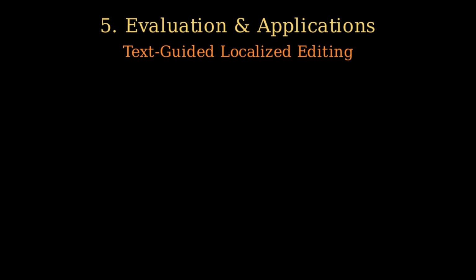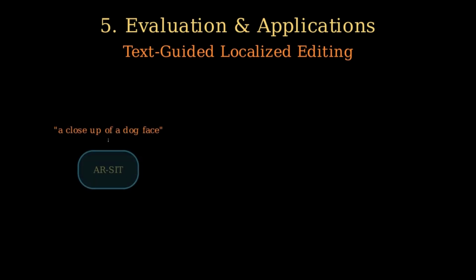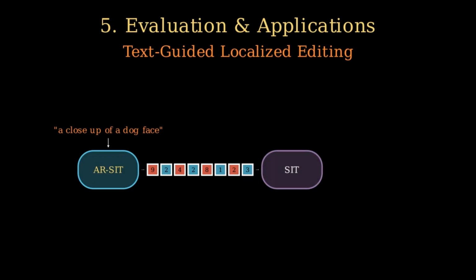Furthermore, the model excels at text-guided localized editing without requiring complex manual masks. For example, with the prompt, a close-up of a dog face, SAT intelligently alters only the specific high-frequency tokens corresponding to the animal's face, resulting in a seamless transformation from a cat to a dog, preserving the original background entirely intact. The structural integrity remains untouched.